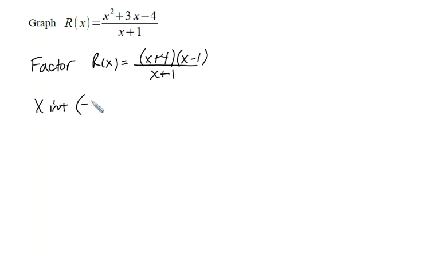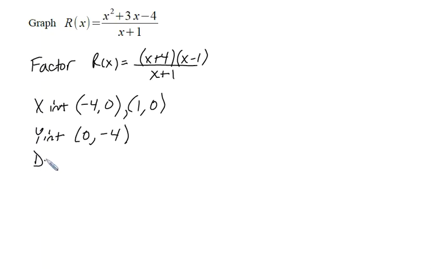X-intercepts are going to be at negative 4 comma 0, because when we plug in negative 4, the numerator is 0 and the denominator is non-zero. And at 1 comma 0, because again, plugging in x equals 1 makes the numerator 0 and the denominator non-zero. The y-intercept is where we plug in x equals 0. I like to go back to the original form, because if x is 0, the x's are gone, we get negative 4 over 1, which will just be a negative 4.